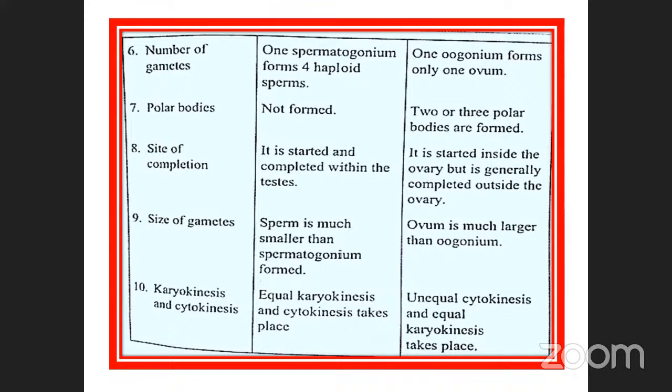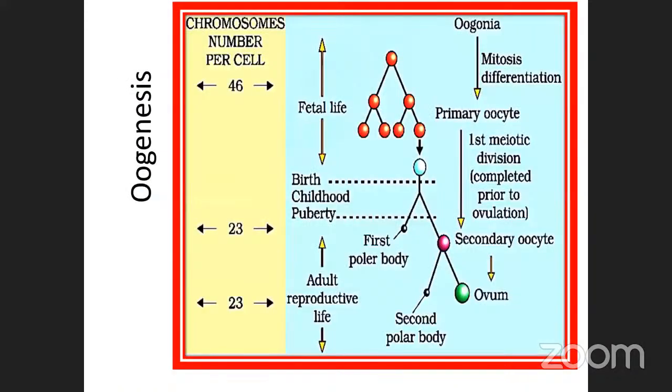Sometimes they ask questions from this part only. Karyogenesis and cytogenesis: in spermatogenesis, equal karyogenesis and equal cytogenesis take place. But in oogenesis, unequal cytogenesis and equal karyogenesis take place. These are very, very important points, the 9th and 10th. Points 6 to 8 and 10 are very, very important. Okay, so go to the next one.